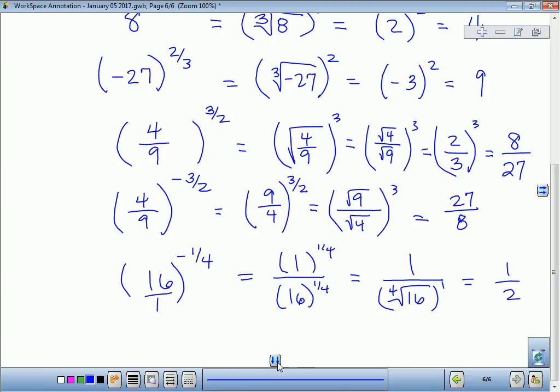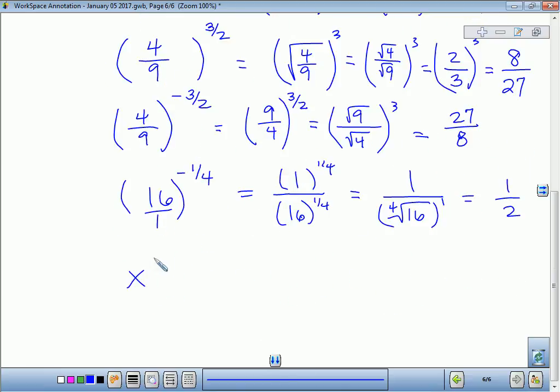All right. Now, this is a variable, and I can't really simplify it, but I can switch forms. This is the same as the square root of x. Okay? Now what if I started out like this?